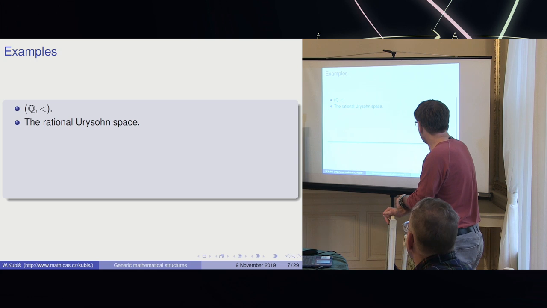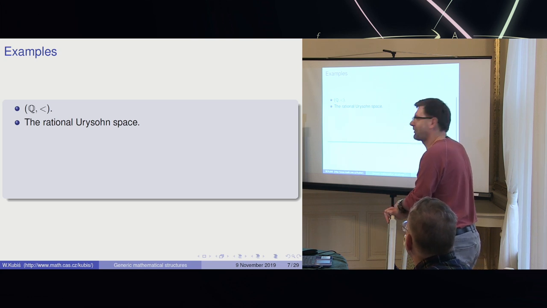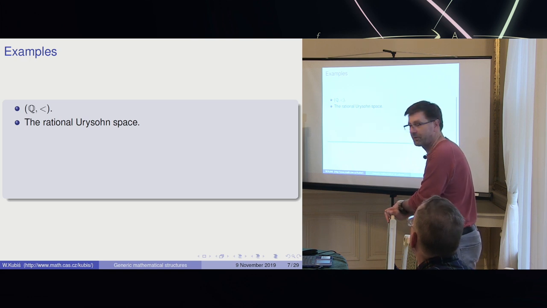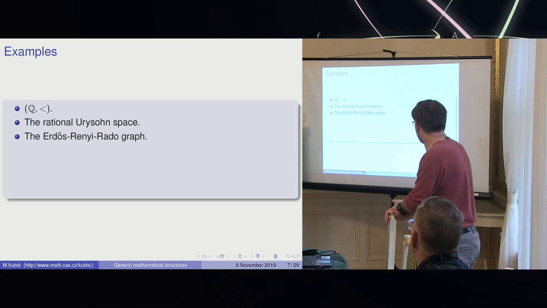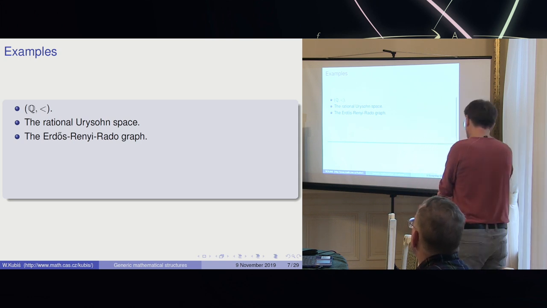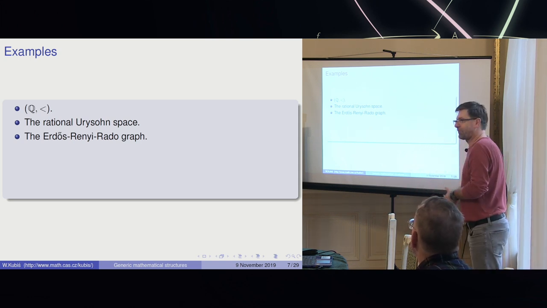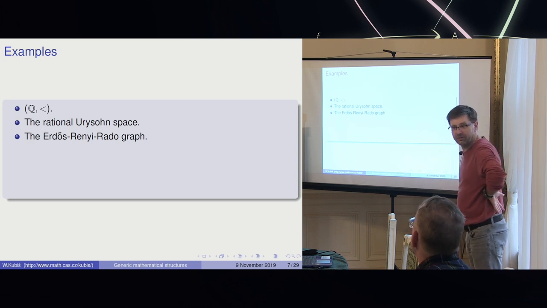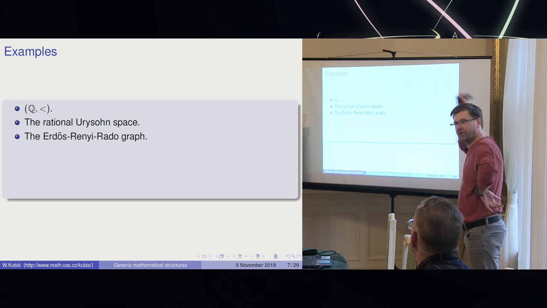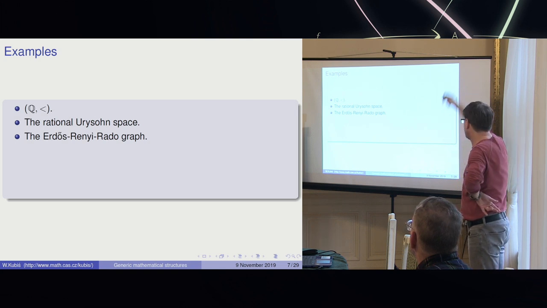As you may possibly expect, the completion of the rational Urysohn space is the Urysohn space. But it needs some work to show it. Now, the Erdős–Rényi–Rado graph, some people call it the random graph. After what I have presented already, you know that this is a Fraïssé limit of finite graphs. Finite graphs satisfy all these axioms, so this is a Fraïssé class.